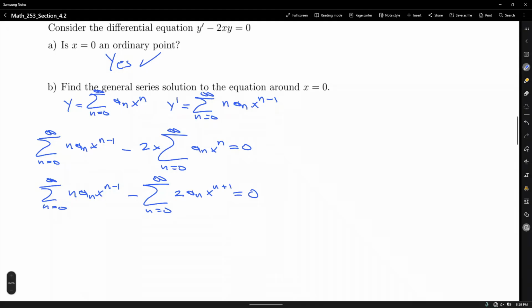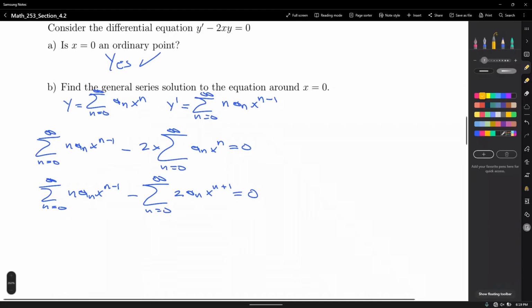Okay, here is the tricky part. Number 1, we want the two series to start at the same starting index, which we have. Okay? We have a problem. The power of x is not the same, unfortunately. So, how many units are these two exponents apart from each other? 2 units, right?